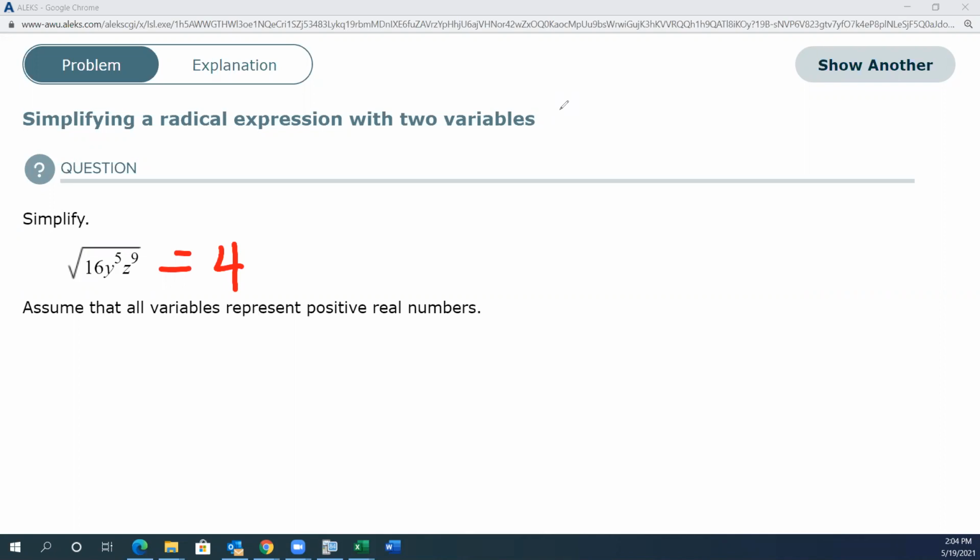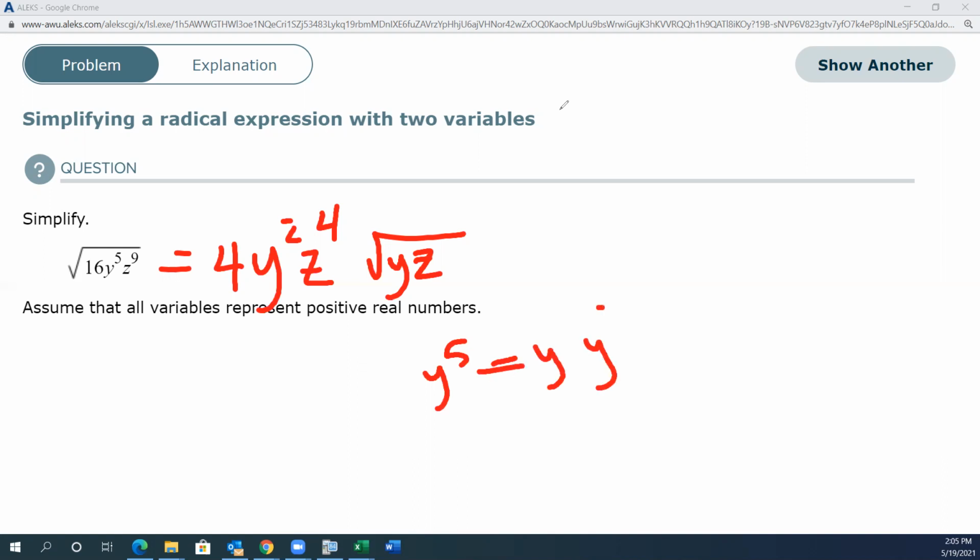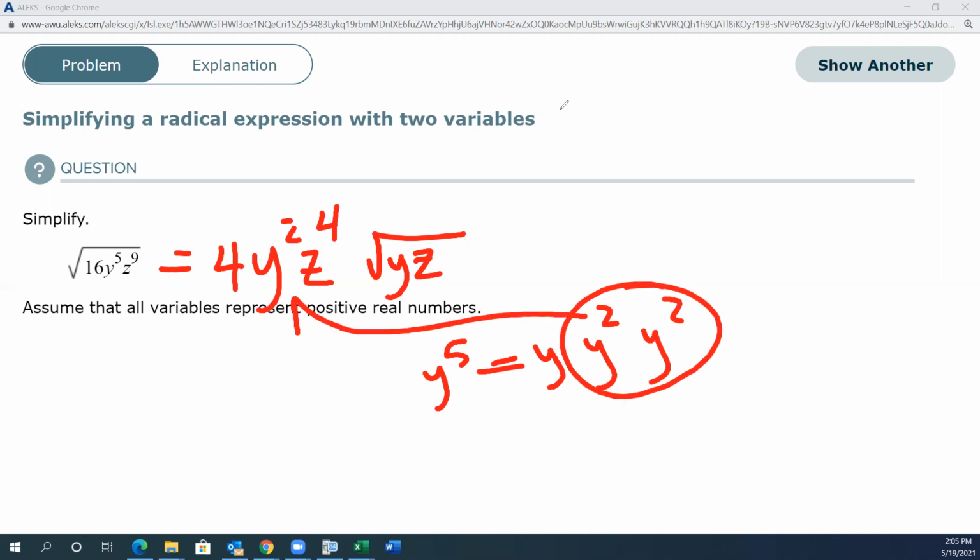Okay, so I've got 2 sets of y's with 1 y left over. Okay, and I've got 4 sets of z's with 1 z left over, and that's the whole thing. Okay, because y to the 5th can be written as y times y squared. And so that gives me the y squared.